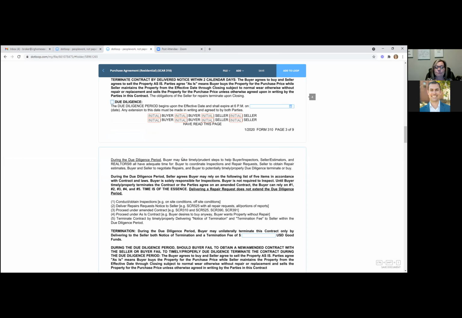Buyer may take timely, prudent steps to help buyer, inspectors, seller, estimators, and realtors all have adequate time for buyer to coordinate inspections and repair requests, seller to obtain estimates, buyer and seller to negotiate repairs, and buyer to potentially timely report due diligence.